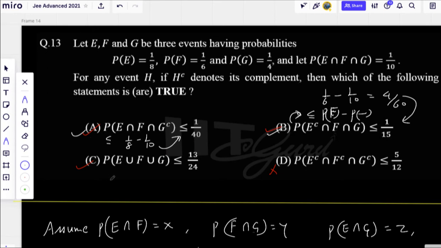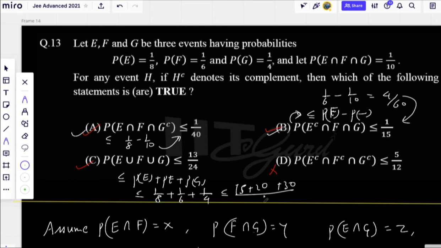Let me check for C also. This is less or equal to probability of E plus probability of F plus probability of G, which is less or equal to 1 by 8 plus 1 by 6 plus 1 by 4. Solving this, we get 15 plus 20 plus 30, taking the LCM 120 that we used in the previous method. So that was 65 by 120, and hence 13 by 24, and that's our answer. So C option is also correct.